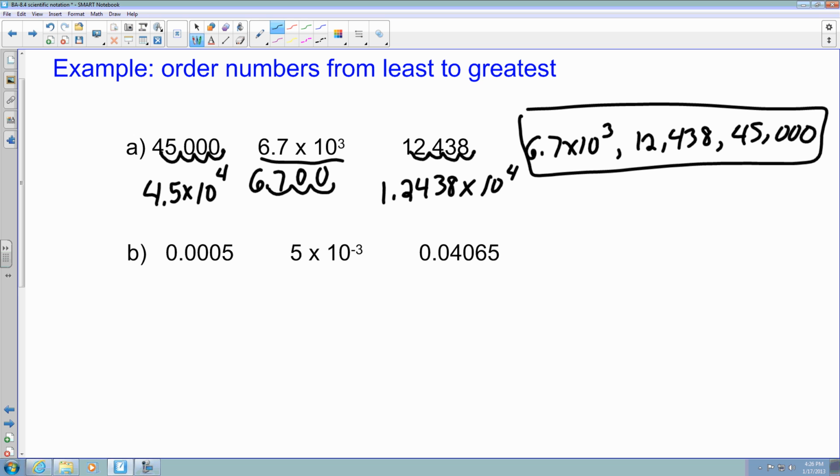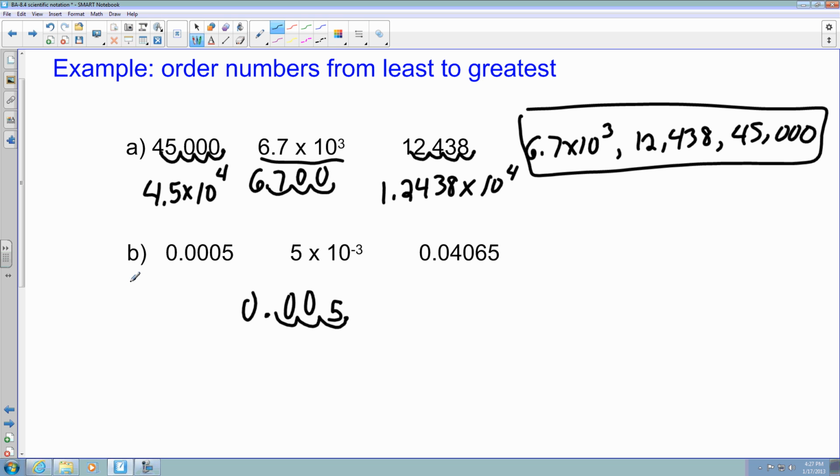For example B, I'm going to put them all into standard form. So I have 5 times 10 to the negative third. So I'm going to go 5, and then I'm going to move it 3 spaces to the left because it's going to be less than 1. So I'm going to go 1, 2, 3, decimal point. And so that leaves me with 0. So this is 0.005.